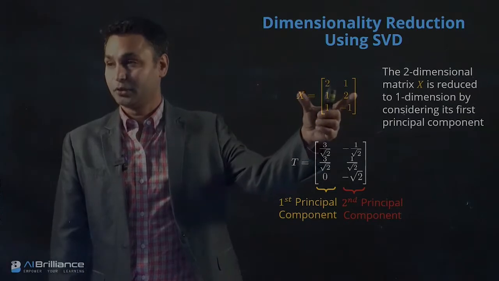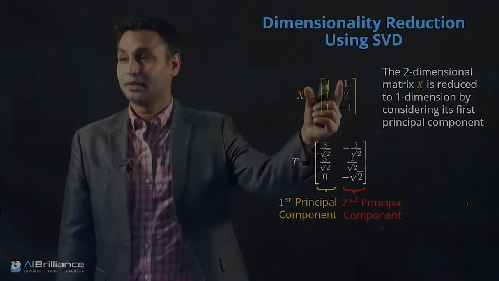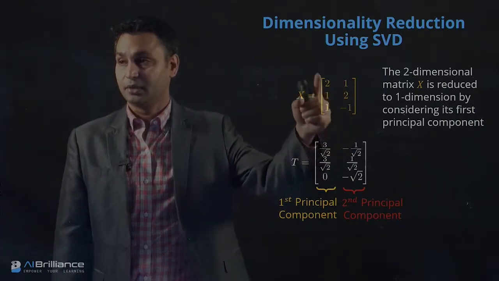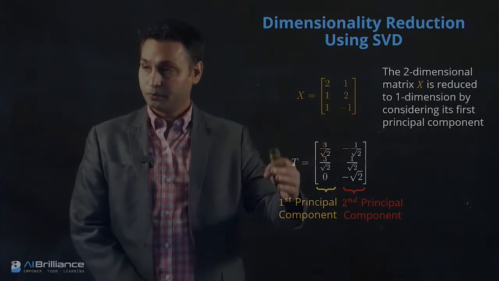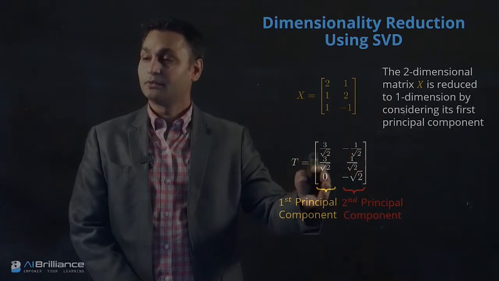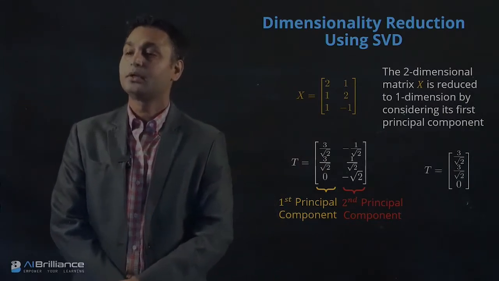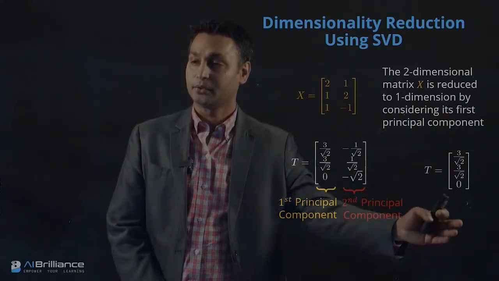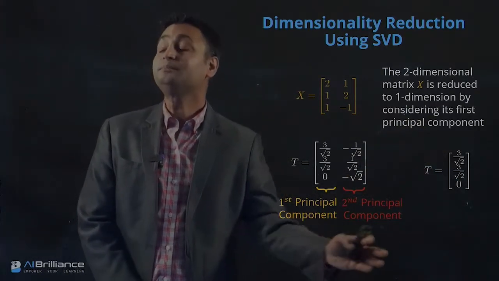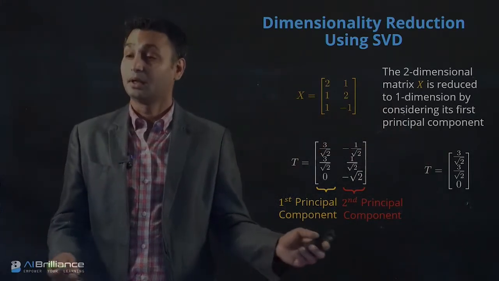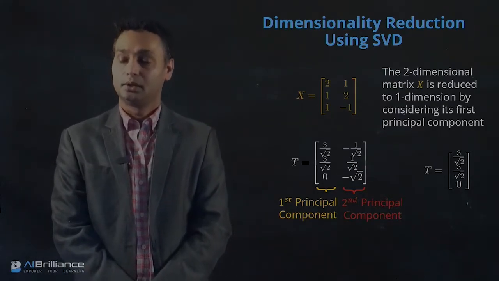So if this is the original matrix X, using SVD we got T, which was this. There are three data points, and each data point has two different dimensions. That's why you have two columns. We use the SVD, we get this T matrix, we throw away the second principal component and only keep the first principal component, and that is what helps in doing the dimensionality reduction. So we are implementing PCA using the SVD approach. This is how you can implement PCA using the singular value decomposition method.